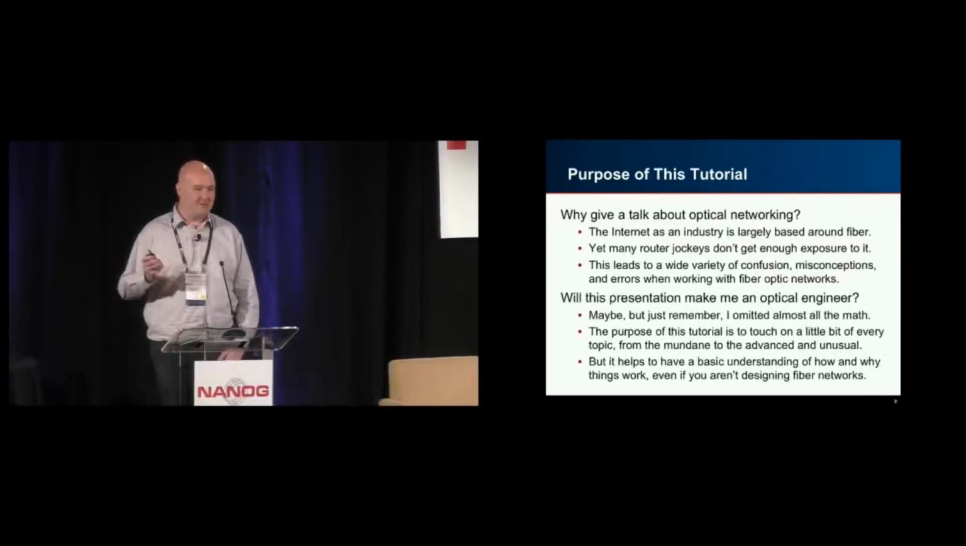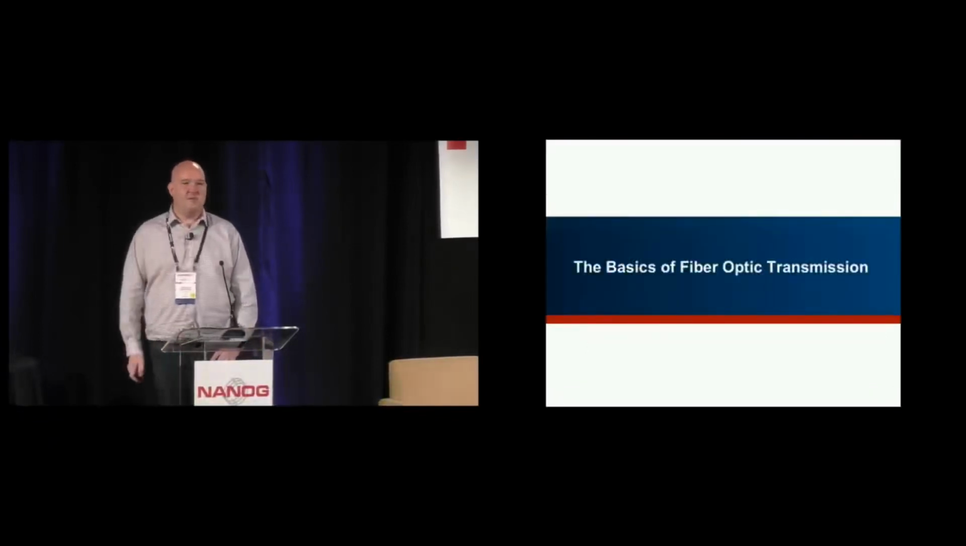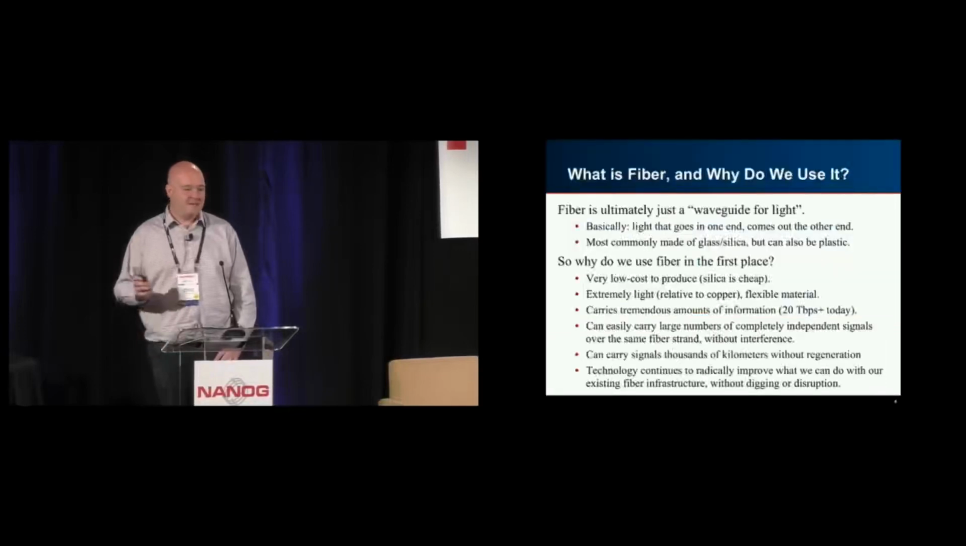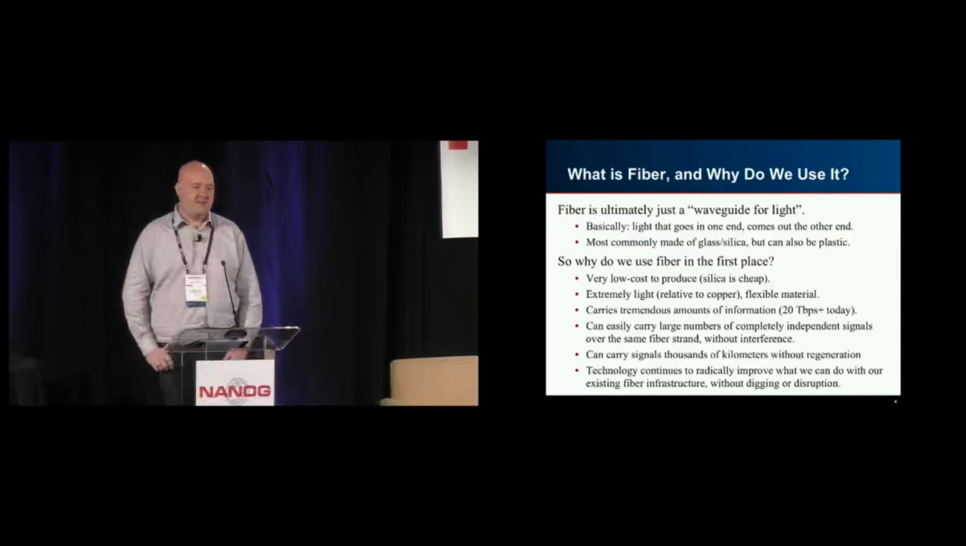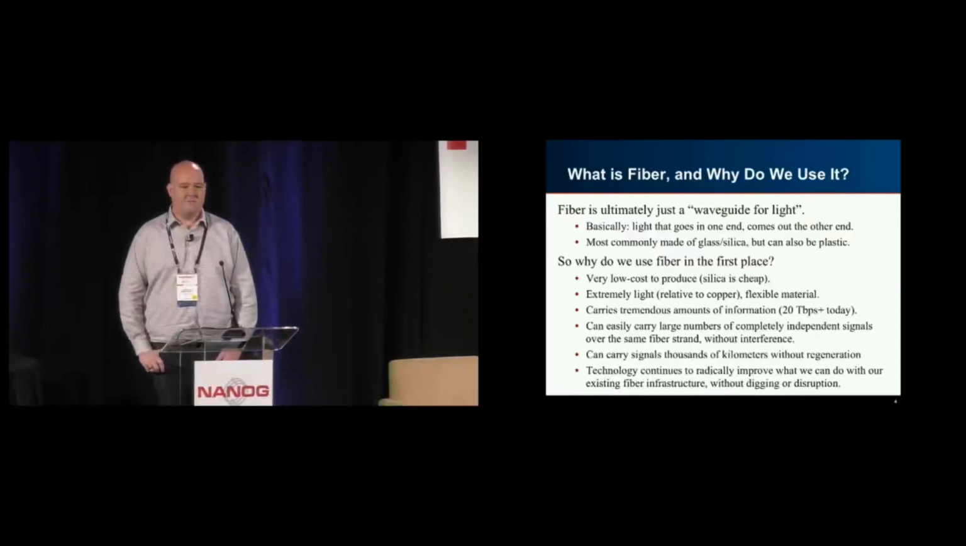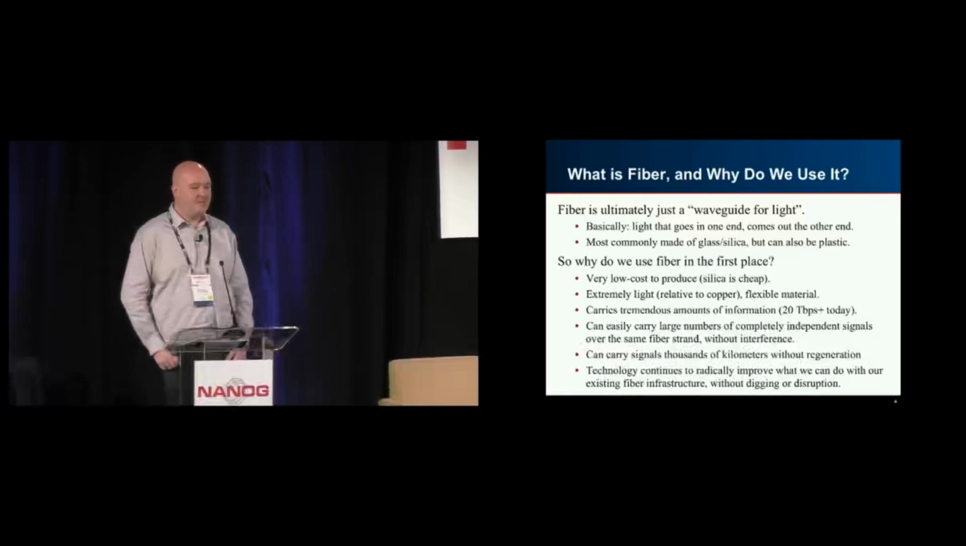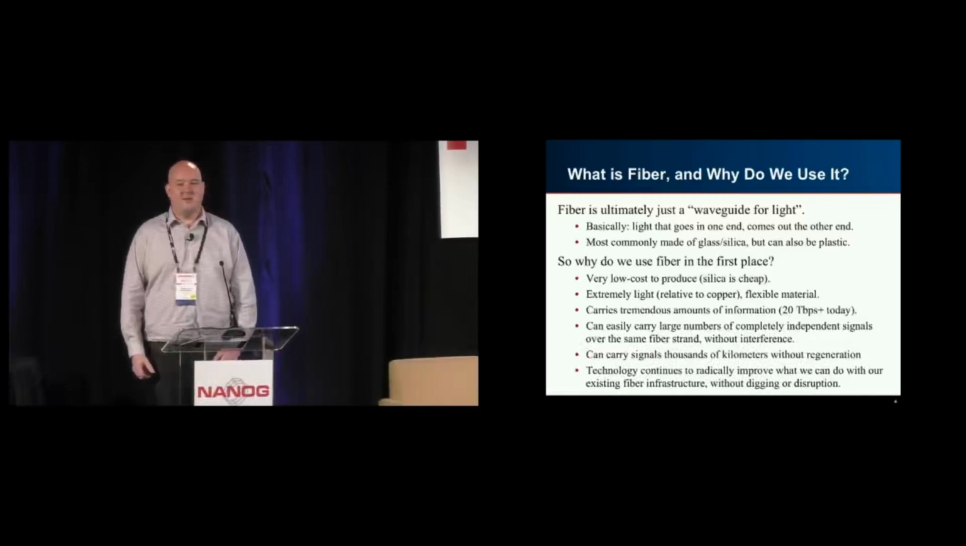Well, hopefully it's interesting. So I'm going to start with the very basics of fiber optic transmission. So ultimately, fiber is nothing more than a waveguide for light. So all that means is light goes in one end and comes out the other. It's commonly made of glass or silica, but it can also be plastic. But why do we use fiber in the first place? Well, it's really low cost in terms of other materials. Even compared to copper, it's very low cost. Glass is cheap. It's very light. It's pretty flexible. It carries a tremendous amount of information.